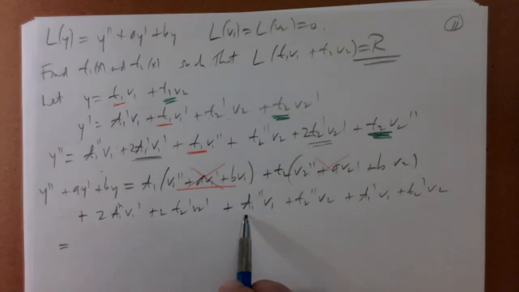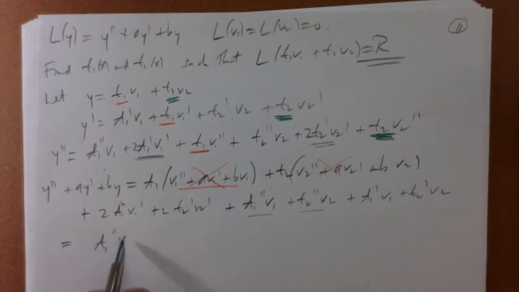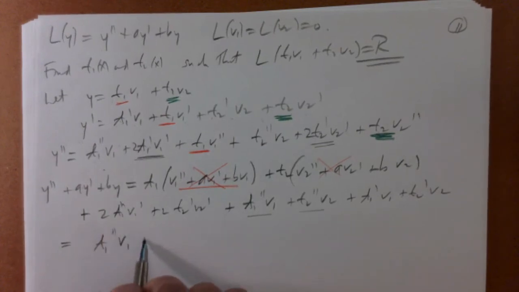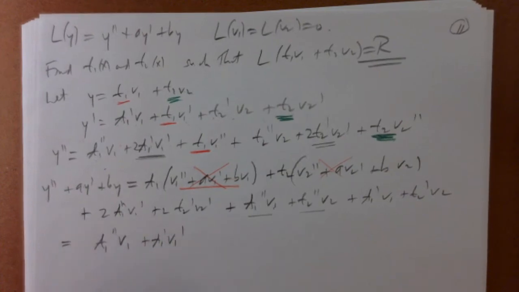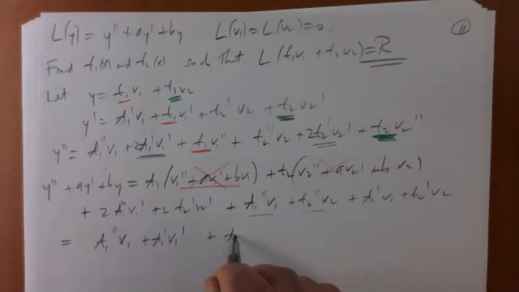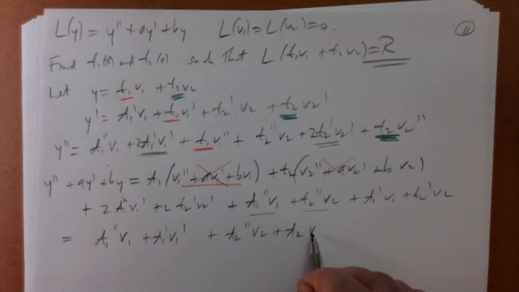I have this and this. I have T1 double prime V1 plus T1 prime V1 prime plus T2 double prime V2 plus T2 prime V2 prime. So I just want to keep track of what I have here.